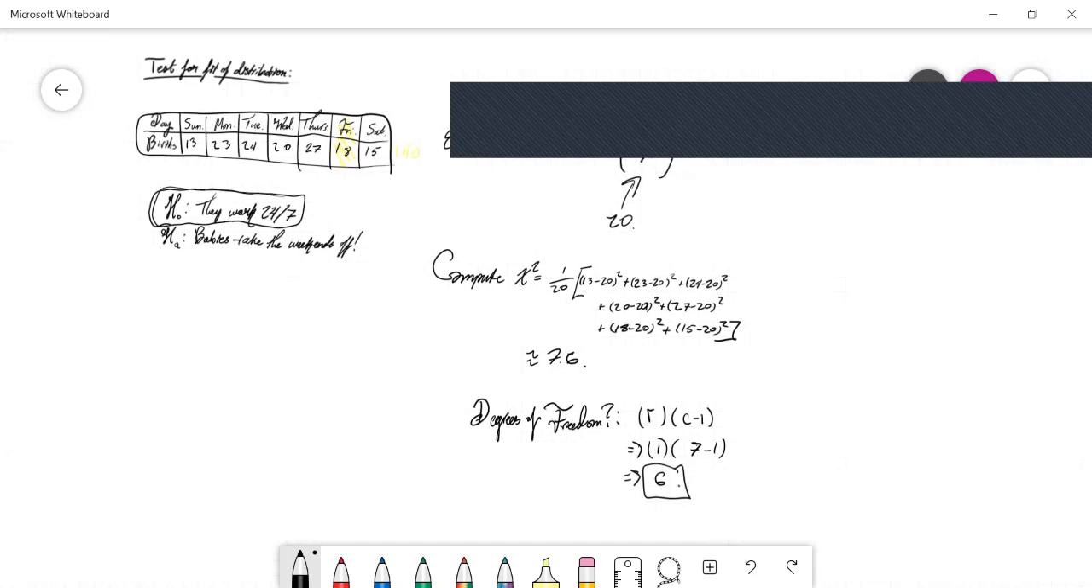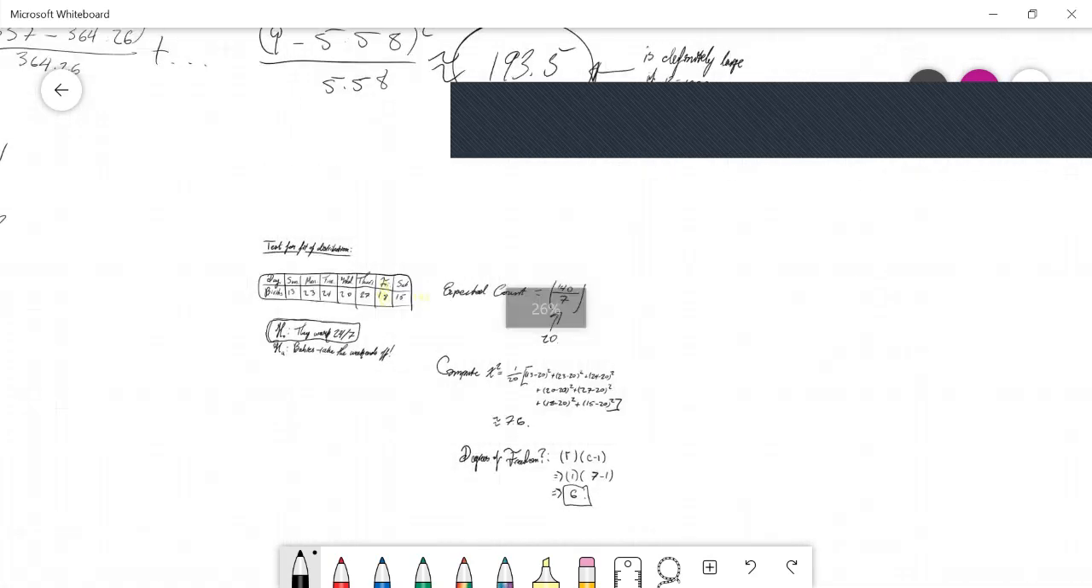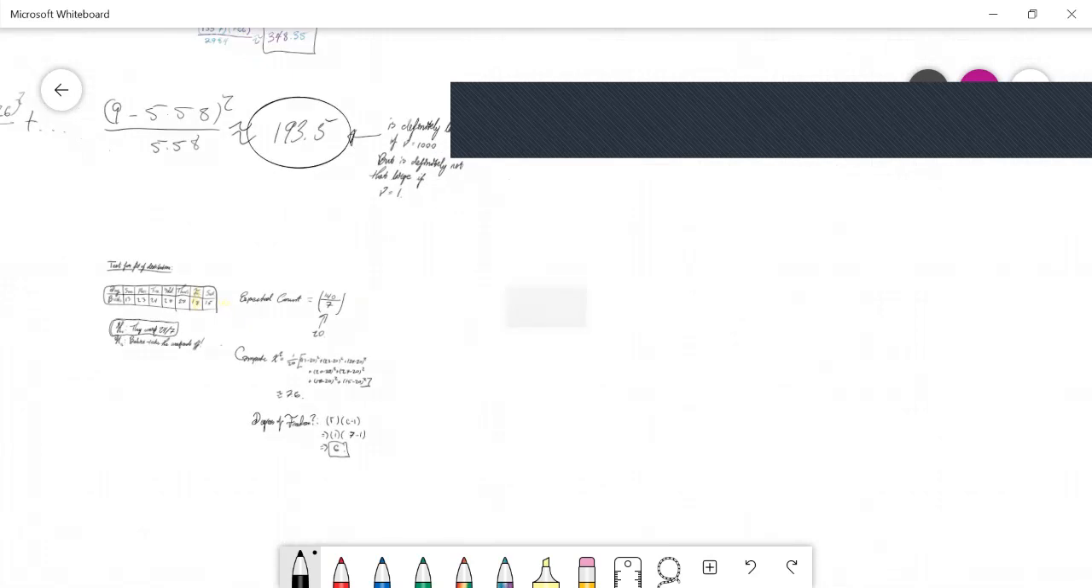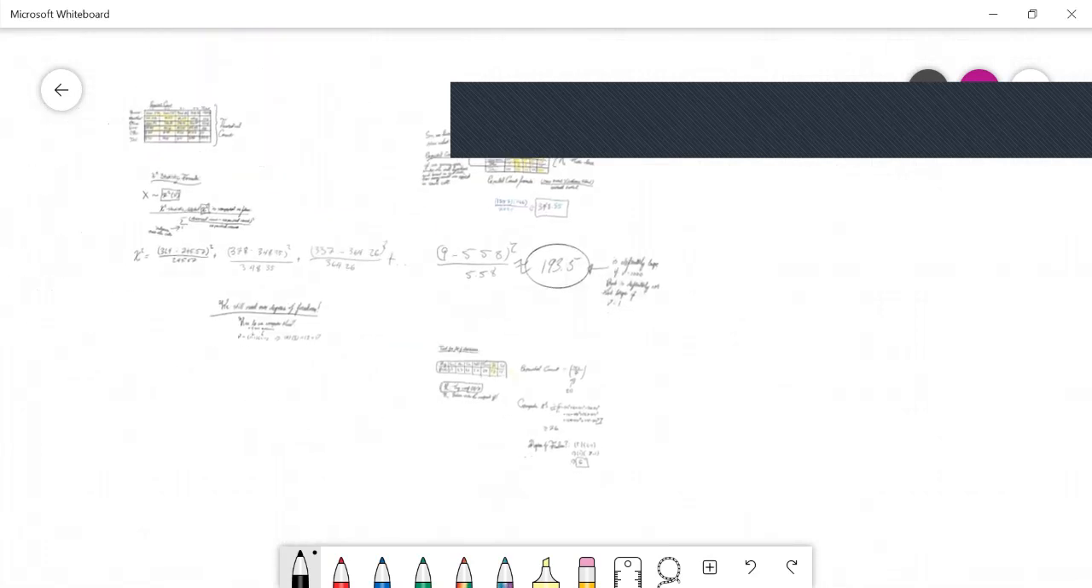Let me check that. We can check on the notes. Yeah. Okay. So that is how you do various contingency table tests.